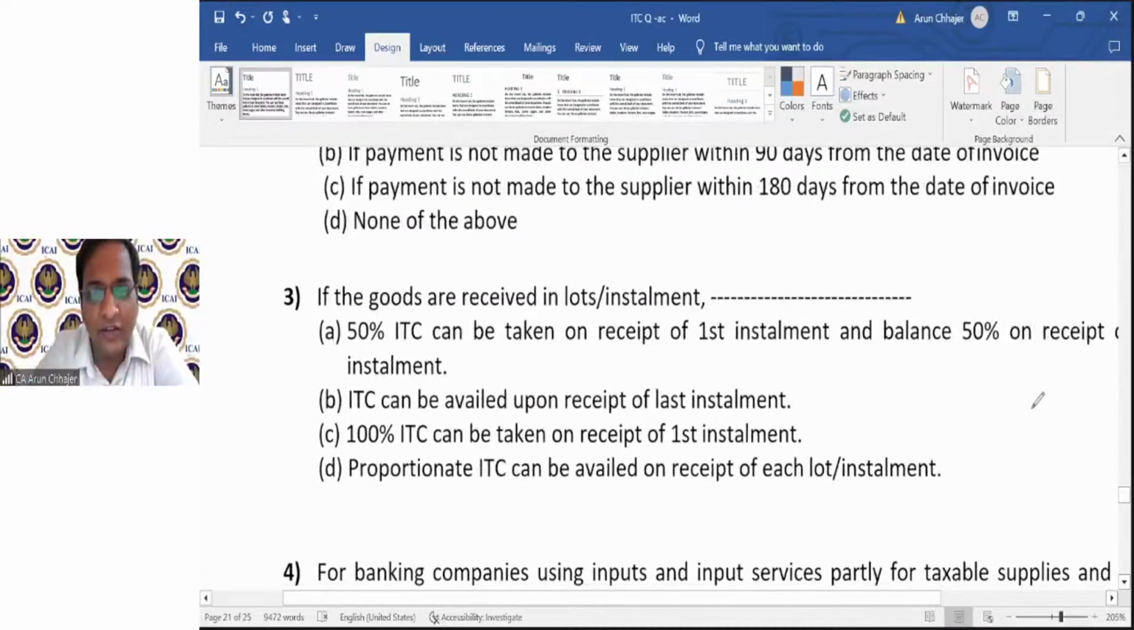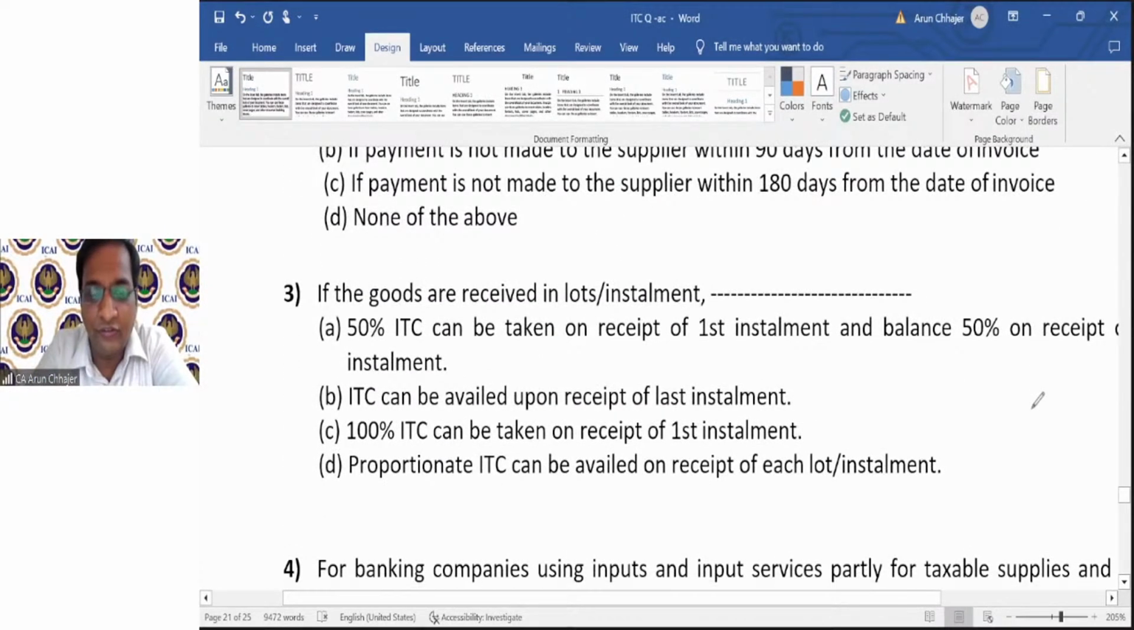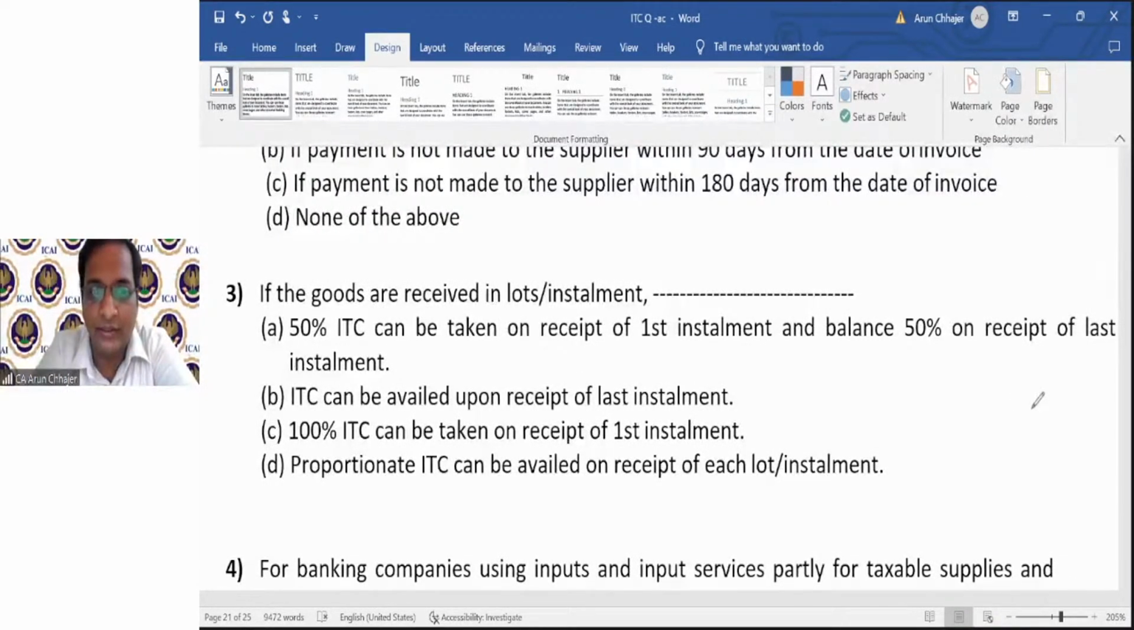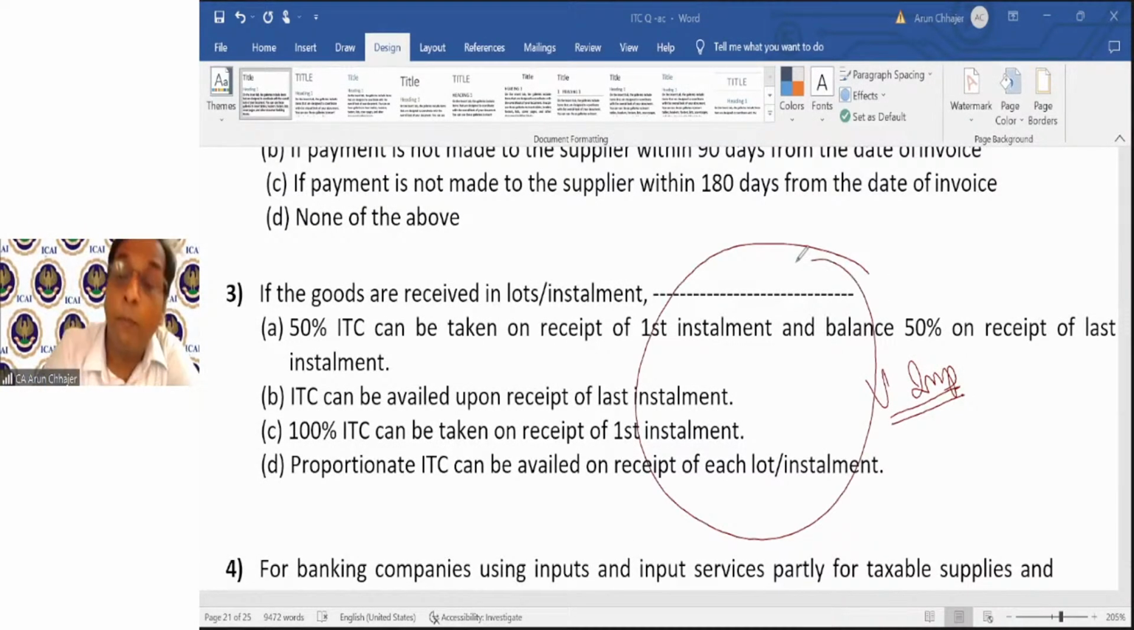If the goods are received in lots or installments, 50% ITC can be taken on the first installment, balance 50% on the last installment. ITC can be availed only on the last installment. 100% ITC can be taken on the first installment. Proportionate ITC can be availed on the receipt of each lot. Very important, because sometimes I have observed that it is a repetitive point for practical problems.